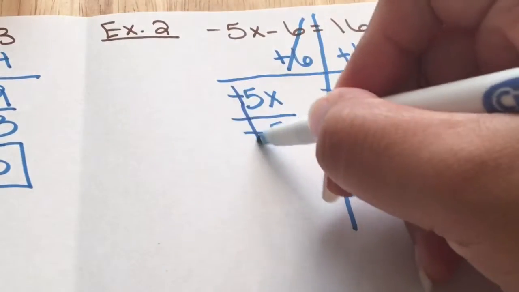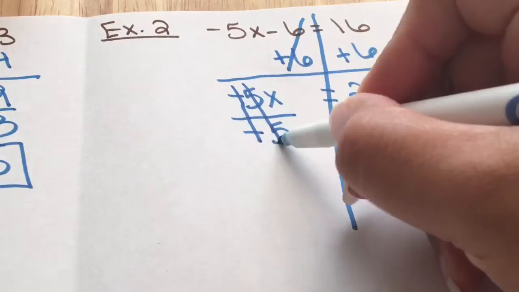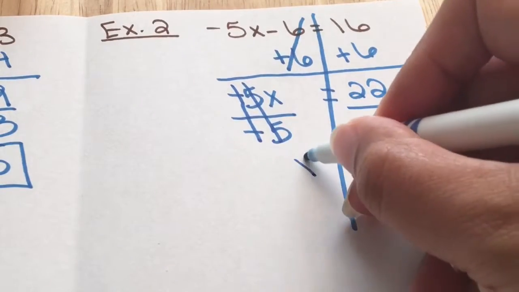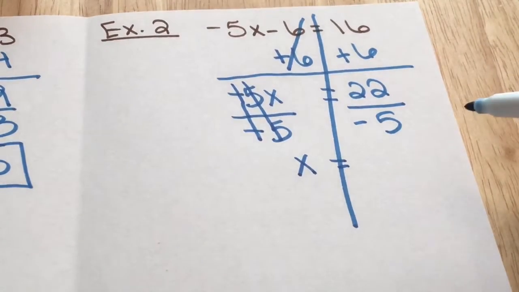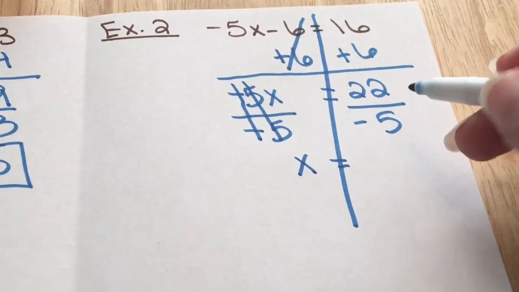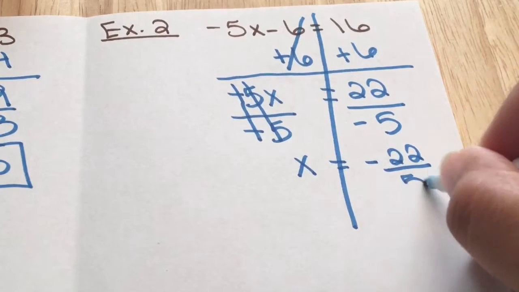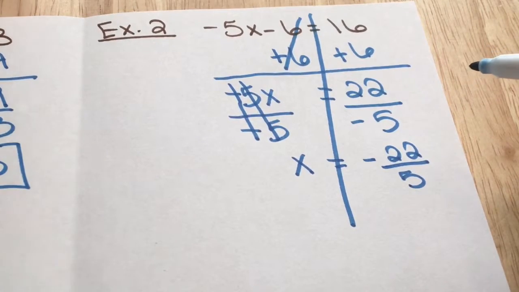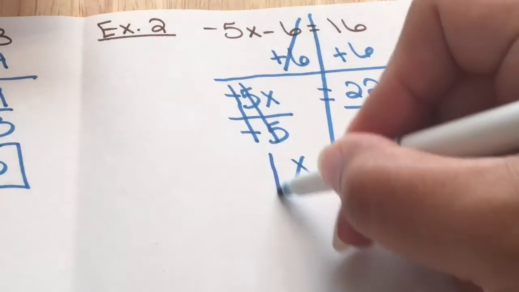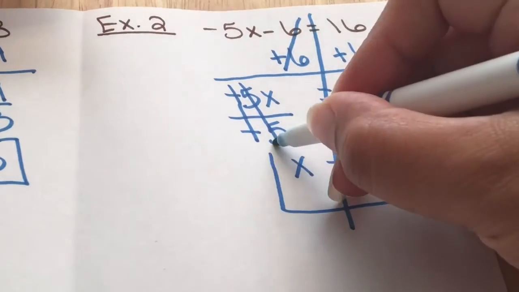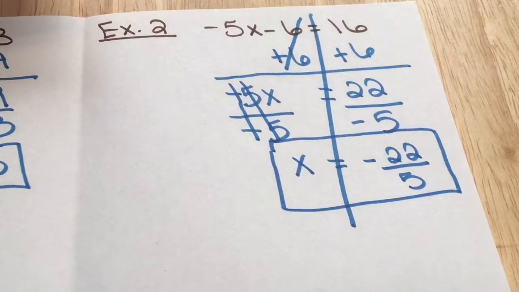The negatives will cancel out. 5 divided by 5 is 1x, or just x. And then we have 22 divided by negative 5. Well, we can't simplify this, so I'm just going to go ahead and leave my fraction as negative 22 fifths. Since we, again, can't simplify, we are done. And I don't want to take that extra step to make this a mixed number, so that's why I'm going to stop right here.